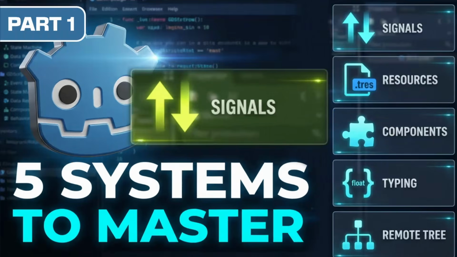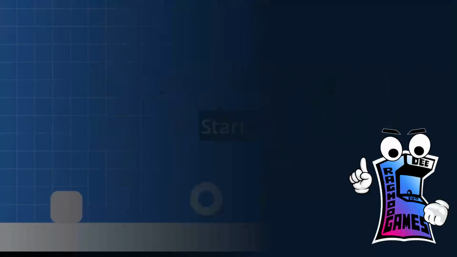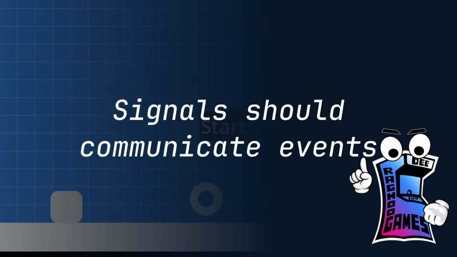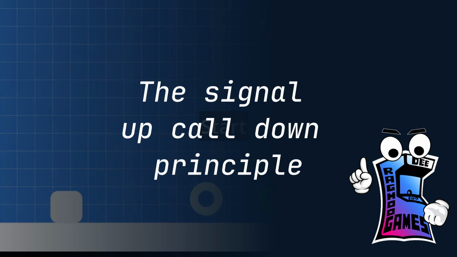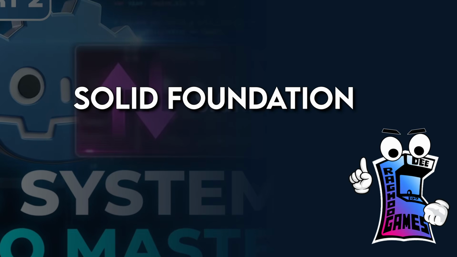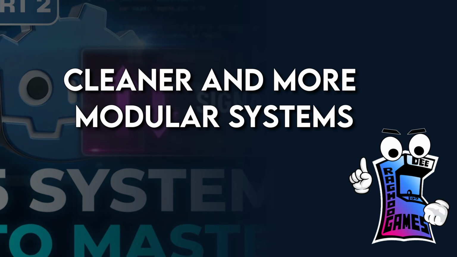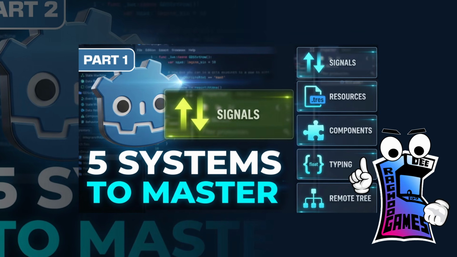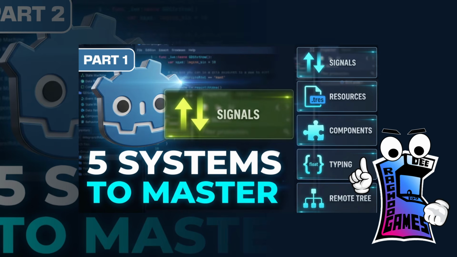In our last video, we looked at 4 important rules for working with signals in Godot. We covered why signals should communicate events instead of control behavior, how to name them properly, the signal up, call down principle, and what data your signal should carry. So now you should have a solid foundation for building cleaner, more modular systems. If you haven't seen it yet, I will leave a link to it at the end of this video.